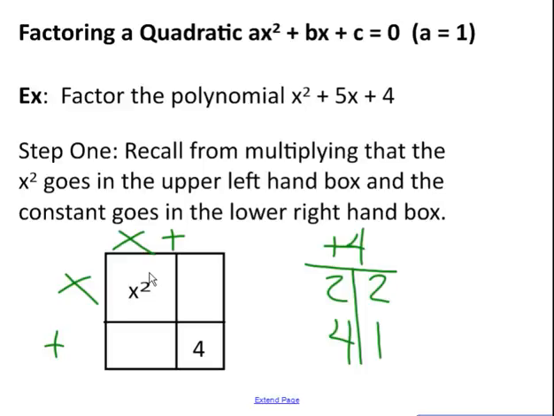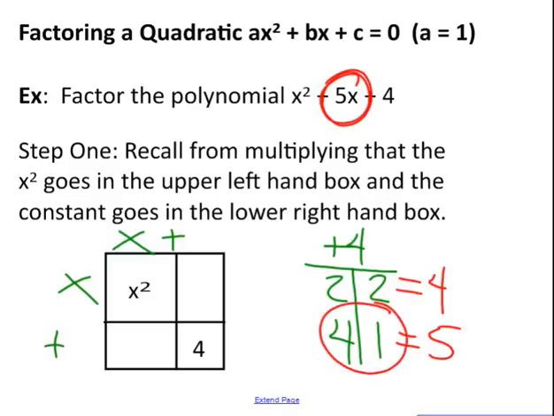Now, only in one particular case are those going to be able to add up and make the 5x in the middle. Well, 2 plus 2 makes 4. 4 plus 1 makes 5. So I'm thinking that my 4 and my 1 are going to be the winners. So I'm going to put a 4 up here and a 1 here. Start filling in my box.